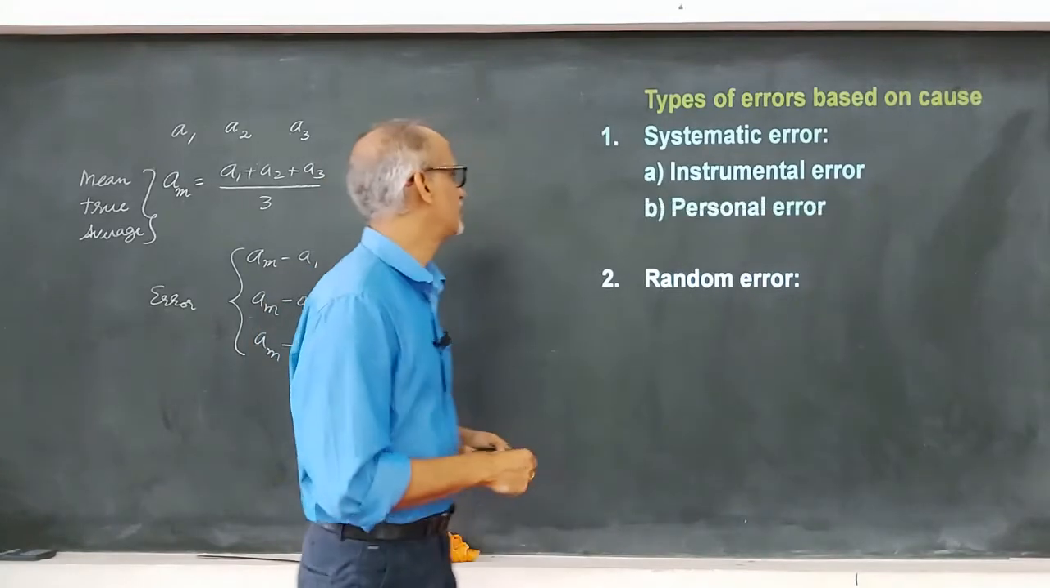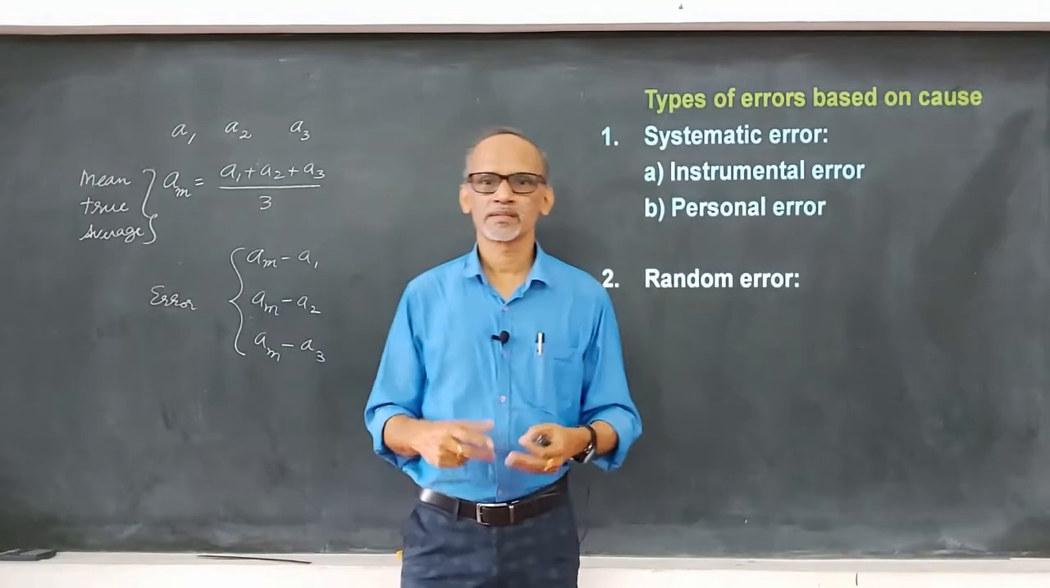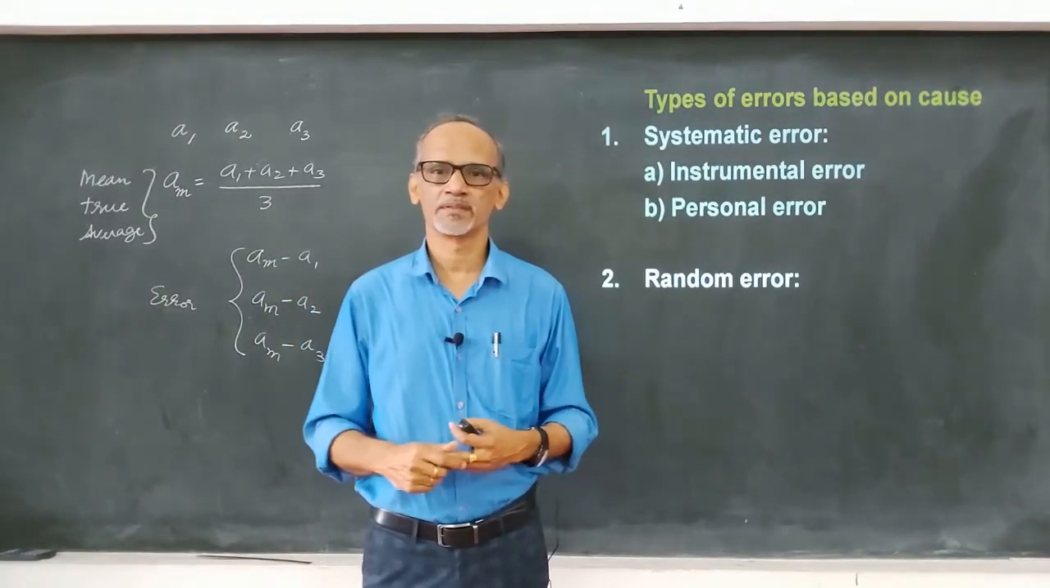The second type of error is a personal error. Now, this depends on the individual. It is different for different persons.